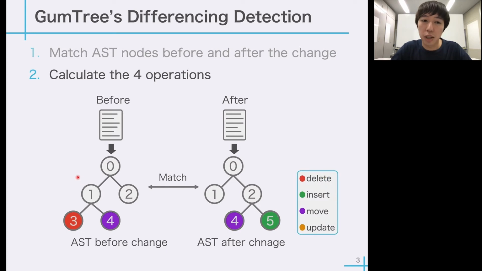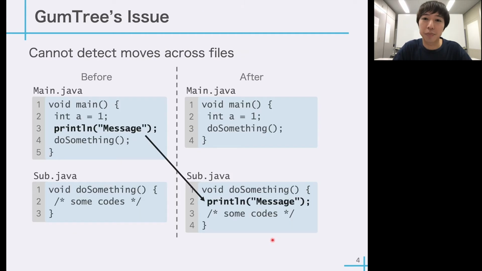The nodes 0, 1, 2 are not changed because these nodes have the same tree structure before and after the change. The node 3 only exists in the AST before the change. Therefore, GumTree outputs that node 3 has been deleted. The node 4's parent is changed from node 1 to node 2, so GumTree outputs it as a move. The node 5 only exists in the AST after the change, so GumTree outputs that node 5 has been inserted.